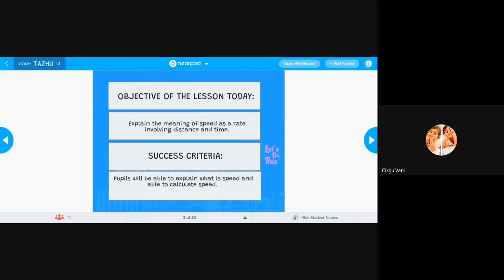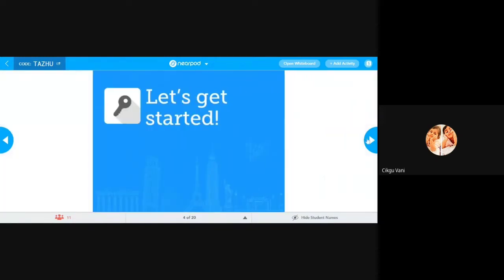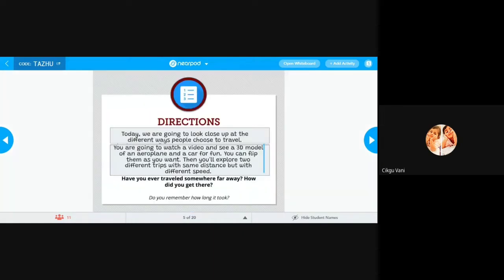So under this topic, what we're going to learn, the objective of the lesson today, ya. Kamu kena explain the meaning of speed as a rate involving distance and time. Our success criteria, apa yang kita kata sukses hari ni adalah bila pupil, ataupun semua daripada kamu ni boleh explain. You can explain what is speed and at the end you can calculate the speed lah. I hope all of you can lah. Let's get started.